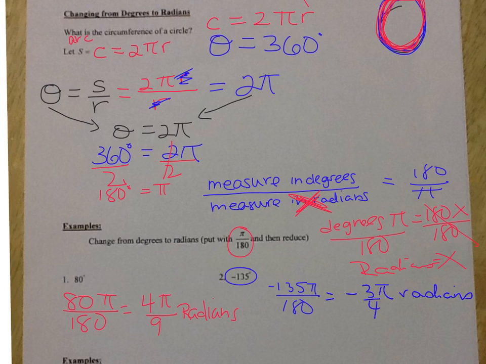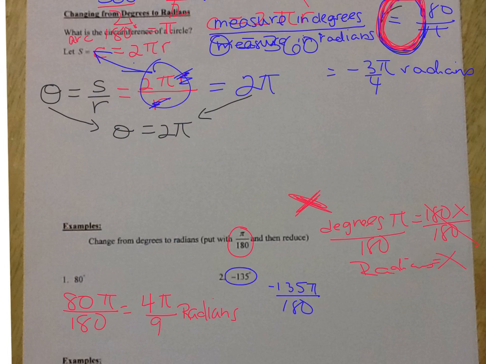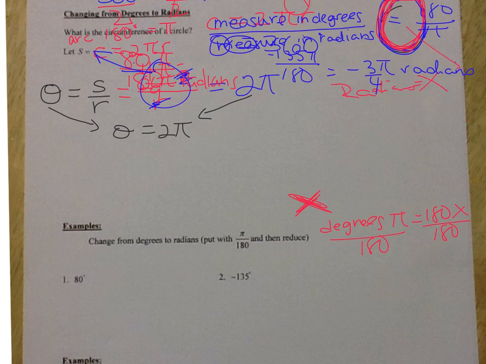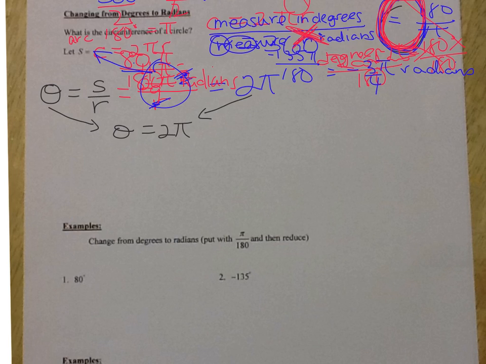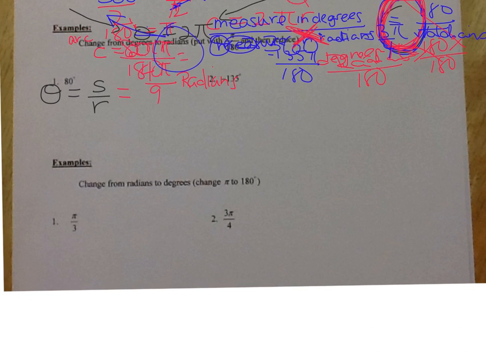All right, so now we also have to be able to go back the other way. If I give you radians, I have to be able to go back to degrees. All right, so remember, what did I say about pi? Well, pi, remember, is equal to 180 degrees. We just did it above.